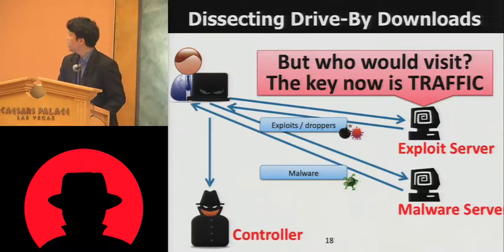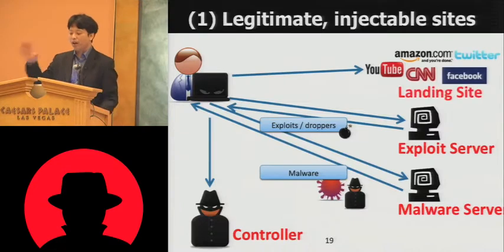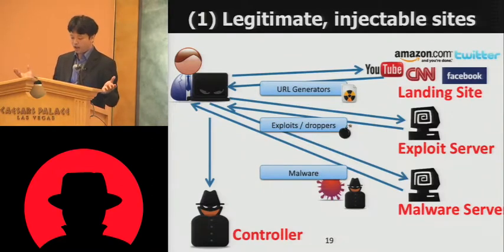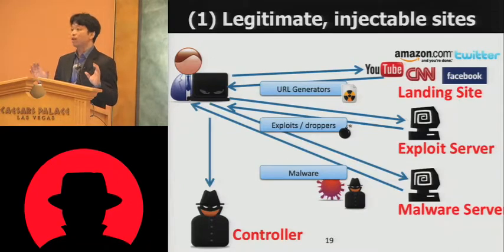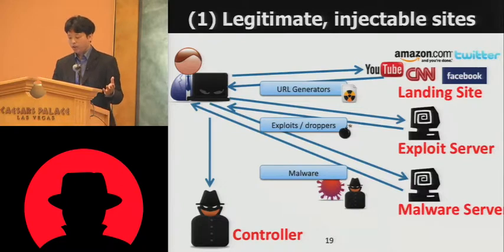Okay, so the question here is, who would visit this exploit website? So the key now is traffic. And so the attacker would go in and break into very big and popular websites with a lot of traffic. For example, YouTube, Amazon, etc. And these websites usually would then, in their legitimate page, include a piece of JavaScript that generates URLs. We call those URL generators. So the URL generators would then dynamically generate either an iframe or a JavaScript source pointing to the exploit server.